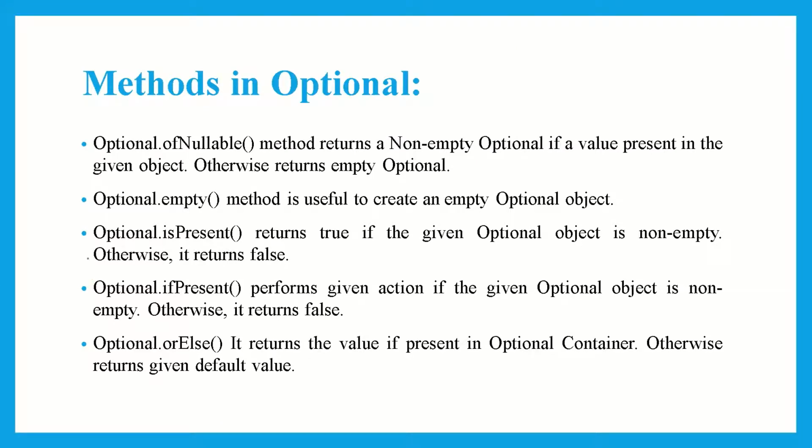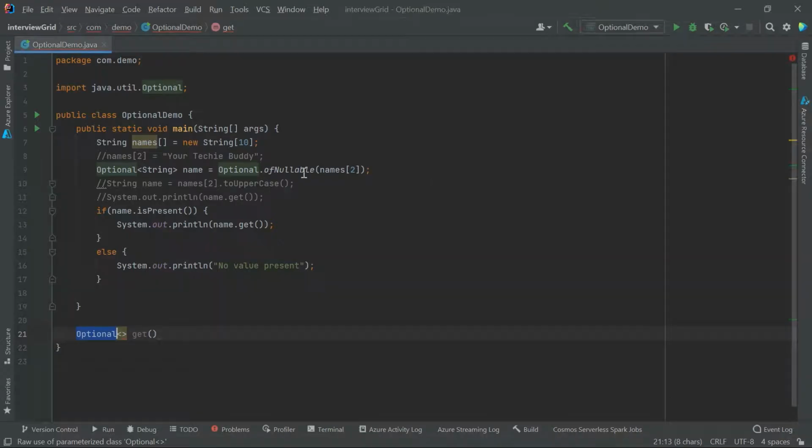So there are a few methods in Optional. Optional.ofNullable is the method which I showed you. The method returns a non-empty Optional if a value is present in the given object. Otherwise, it will return an empty Optional. So here, when names is empty, it will return an empty Optional. But if names was having a value here, then it would return that value.